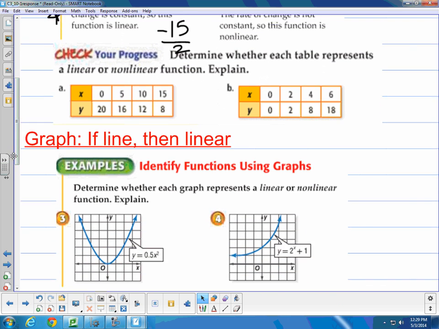So why don't you take a minute to check your progress, pause the video, and check your examples for A and B. Then you unpause. Obviously, we'll see if we get the right answer.